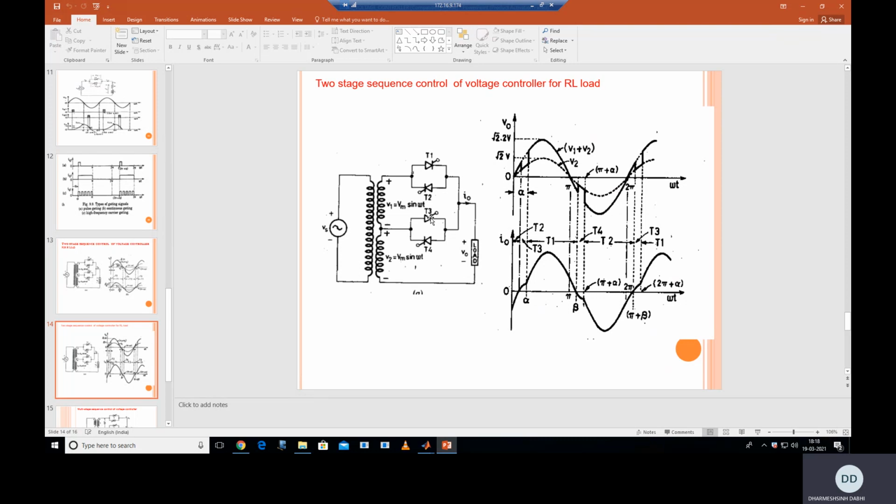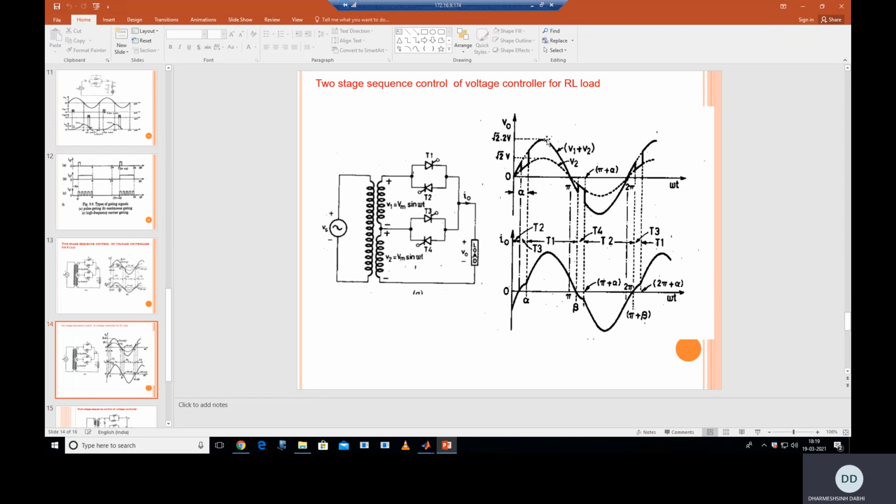Now you already provided the gate pulse to T3 at omega t equal to 0. But it will start to turn on at this angle and follow Vm sin omega t. And at alpha degree, when you fire T1, it follows 2 Vm sin omega t. And your thyristor T3 will be turned off because of the reverse voltage of this winding.